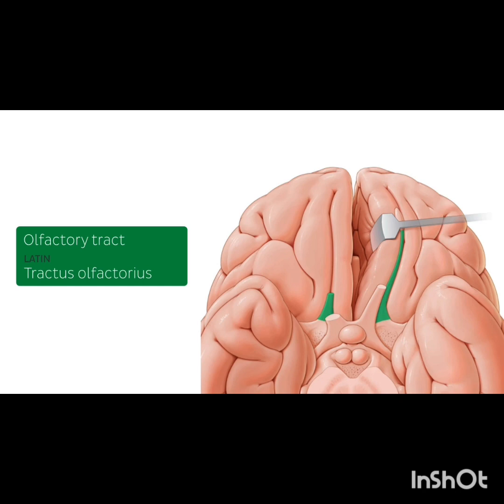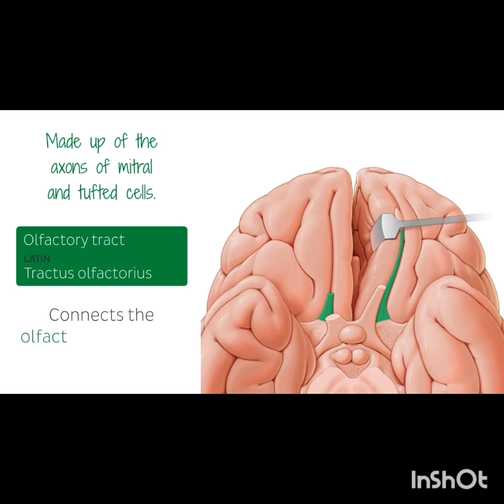The olfactory tract is made up of axons of mitral and tufted cells from the olfactory bulb. This tract connects the olfactory bulb to the cerebral cortex, and it is part of the first cranial nerve, the olfactory nerve.